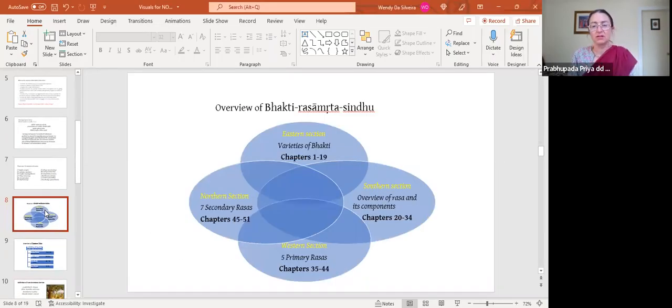So yeah, here's an overview of the Bhakti Rasamrita Sindhu. It's divided into 4 sections, and Rupa Goswami puts them as the cardinal directions: north, south, east, west. What we're going to study in this course is the eastern section, or the eastern ocean of the ocean of devotional service, chapters 1 to 19, which is varieties of bhakti.